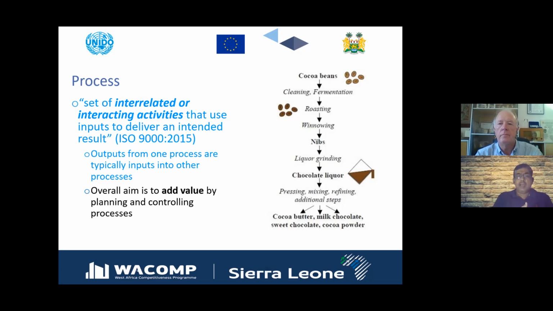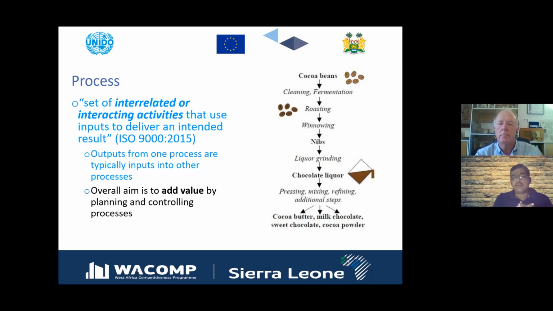For example, here the input is the cocoa beans, and the output is basically cocoa butter or the chocolate in this example, that is on the right side of this presentation. But in between that, there are many steps. And some of the steps are activities and some of the steps are processes.